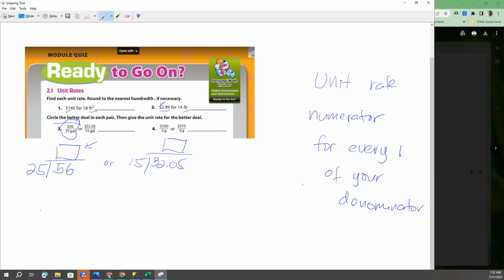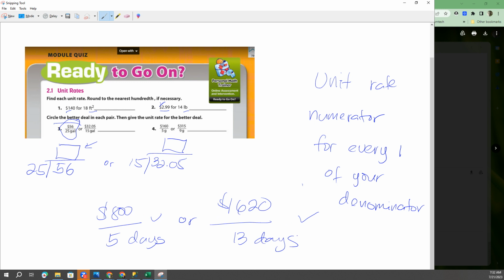However, if the situation is different, for instance, if they say they pay you $800 for 5 days, or 1,620 dollars for, I don't know, maybe 13 days, which one would be a better deal? Well, you need to find the unit rate also, but since this is a salary, the better deal will be the bigger number. So it depends on the context. If you have to pay, the better deal is the smaller number, but if you have to receive, then the better deal will be the bigger number.